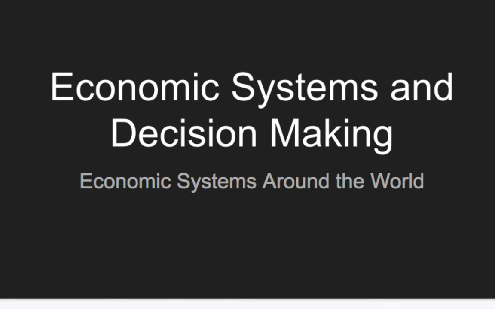Today we're going to start chapter 2, which is economic systems and decision making, and we're going to focus on economic systems from around the world. Economic systems from around the world are products of many factors: political structures, resources, culture, social systems, technology, and even geography. The economic systems of most countries embody one of the three major types of structures that we're going to talk about today. First one being free enterprise, second command, and third mixed, which is a combination of both.